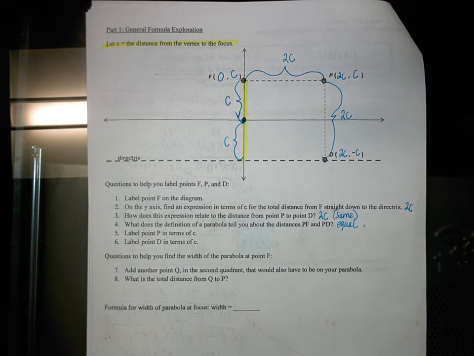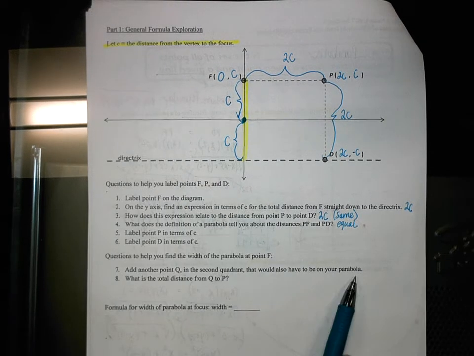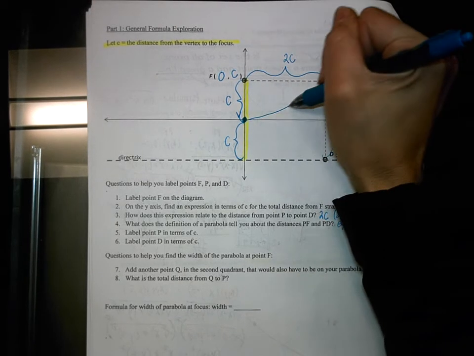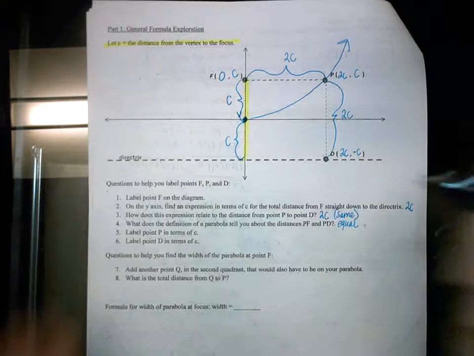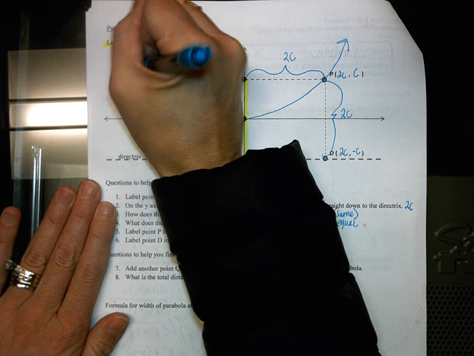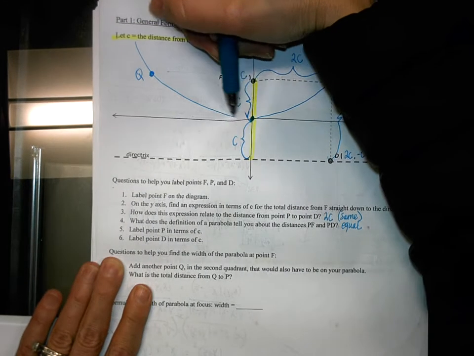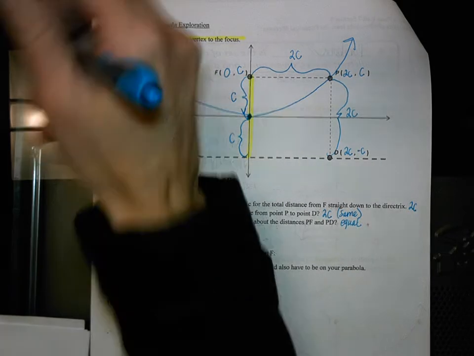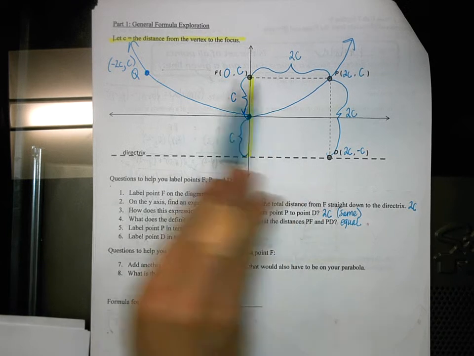Now it says add another point Q in the second quadrant, right here. That would also have to be on our parabola. So you know how this is our vertex and it would hit this point right here? They want Q over here. So we're going to make a point Q right here. And we know that it would end up curving like this, right? What would this Q be labeled as based on everything that we know? Negative 2C, up C. Good, because this would also need to be a 2C distance.